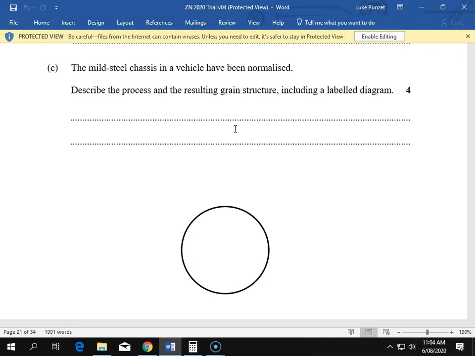I'm just trying to think how I can do this without drawing on the board. Okay, what is the process of normalizing? Well, we should probably be familiar with our heat treatment processes.